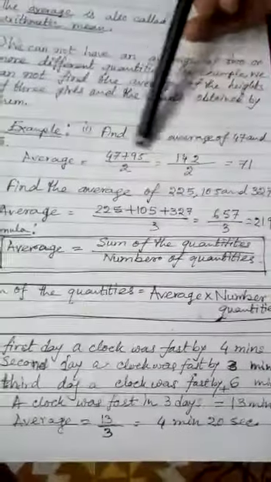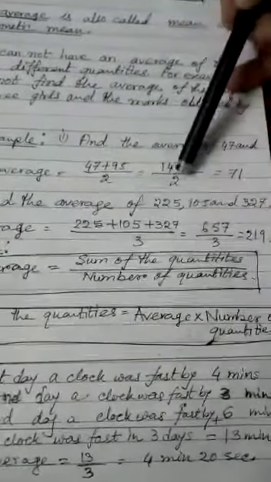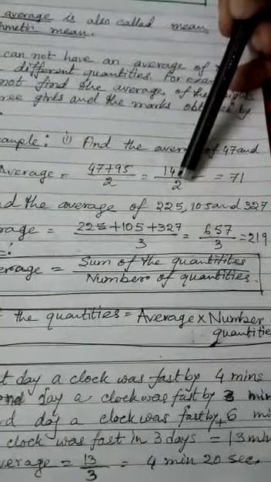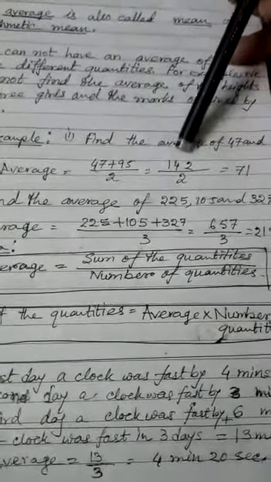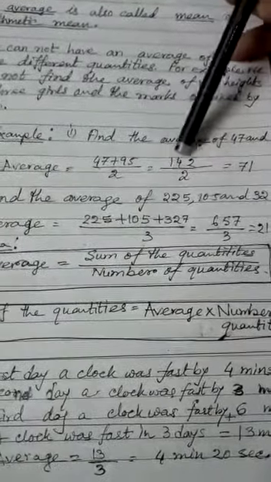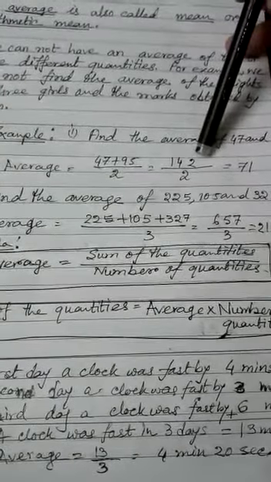Now just take an example, this one. Here 71 is the average and 2 is the number of quantities. So if I multiply 2 into 71, what will I get? I'll get 142. Now what is 142? 142 is the sum of the quantities.